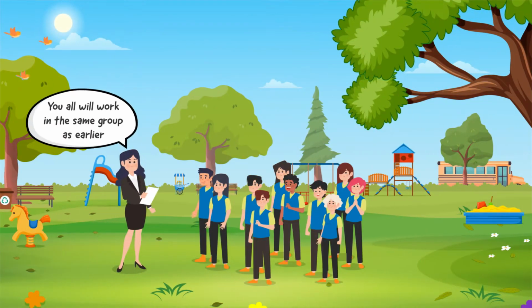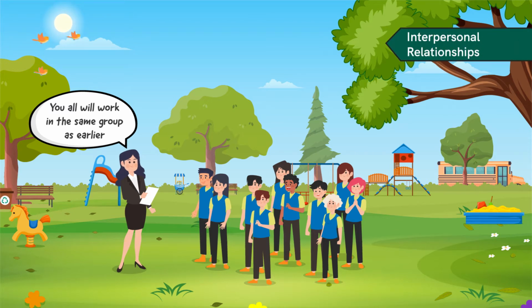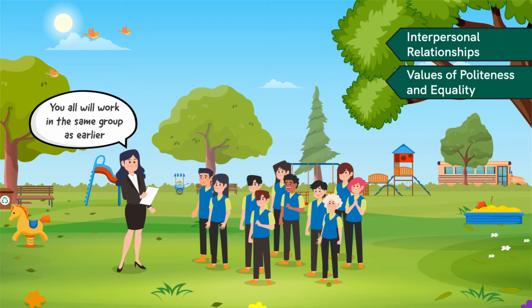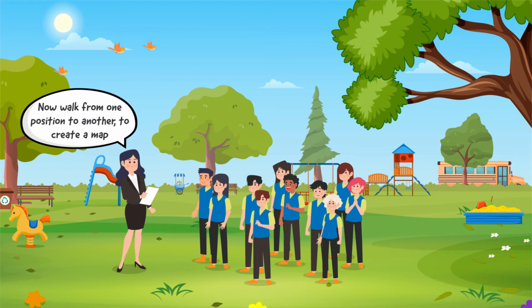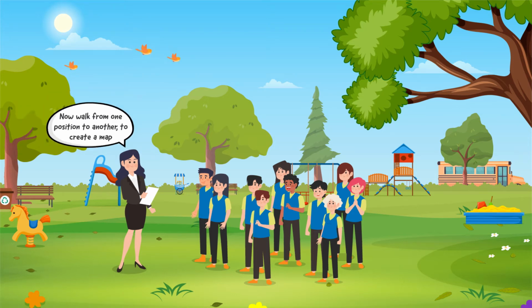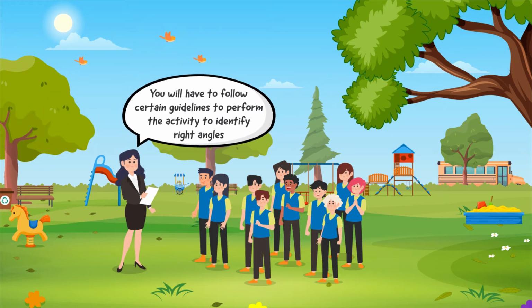Ask the students to work in the same group as earlier. Working in groups will strengthen their interpersonal relationships as well as aid in developing values of politeness and equality. Then, ask the students to walk from one position to another to create a map. Tell them that the groups will have to follow certain guidelines to perform the activity to identify right angles.